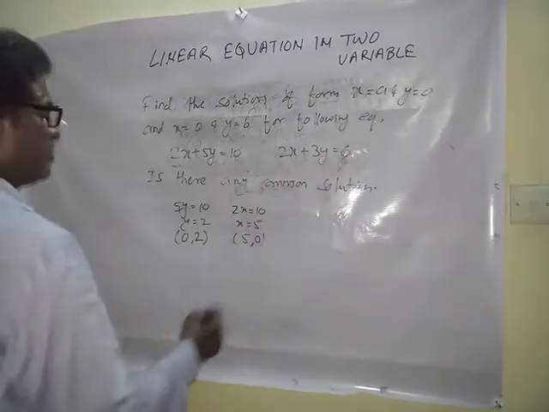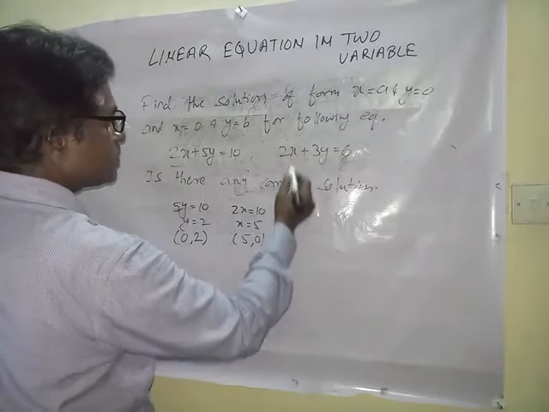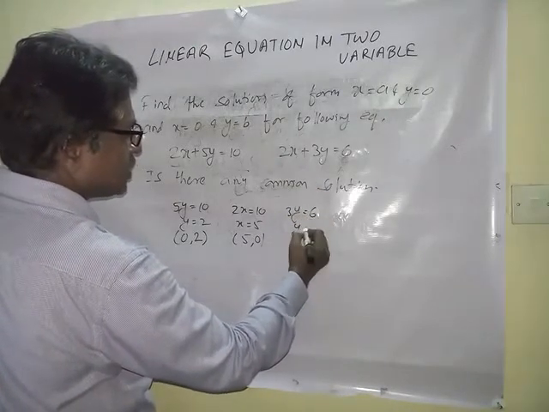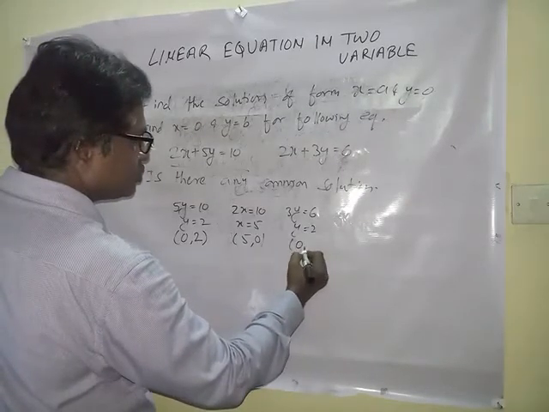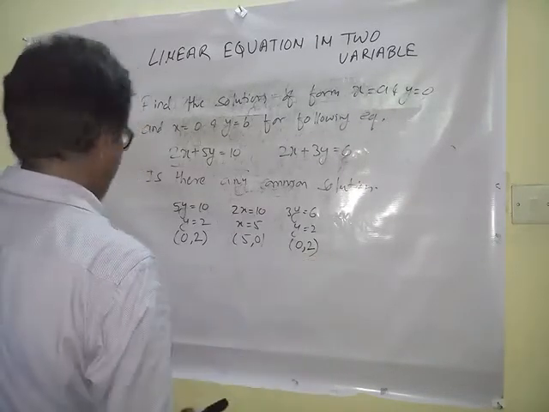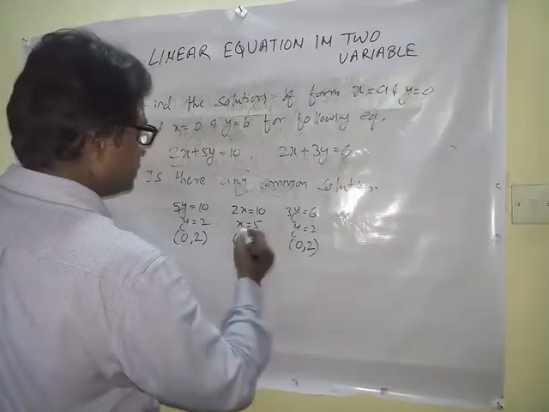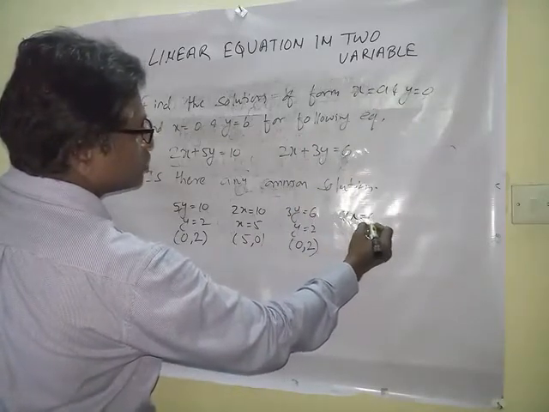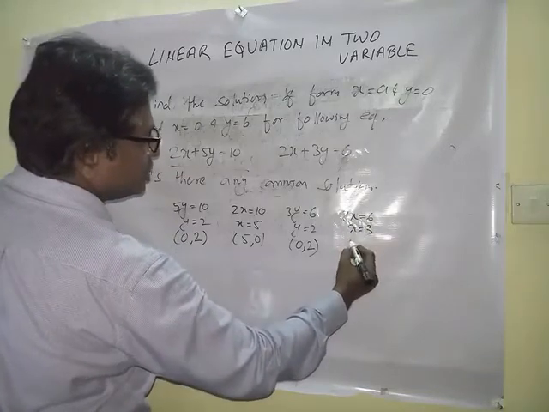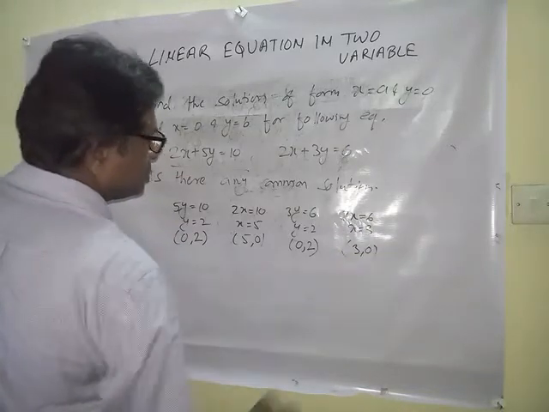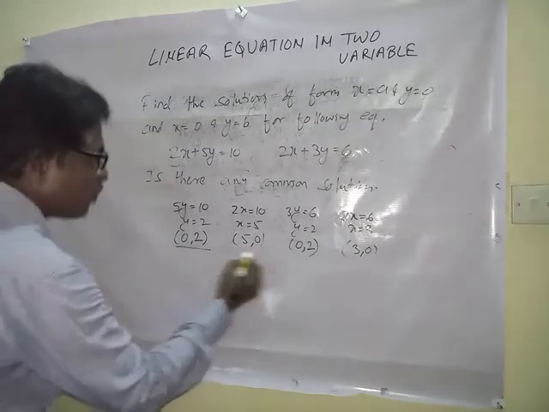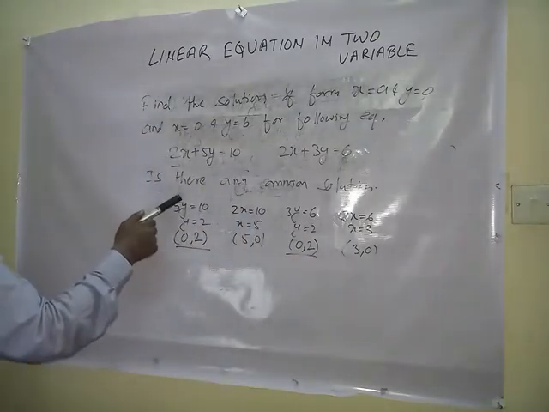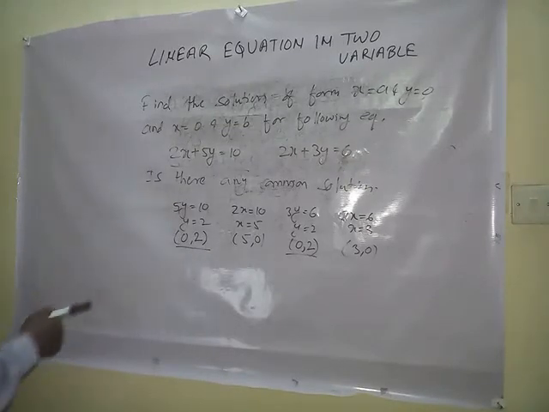Now in this equation, place x is equal to 0. You will get 3y is equal to 6. So y is equal to 2. So your solution is (0, 2). And placing y is equal to 0 in this equation, you will get 2x is equal to 6, x is equal to 3. So your solution is (3, 0). So yes, there is one common solution to these equations. So that is what satisfies the answer here.